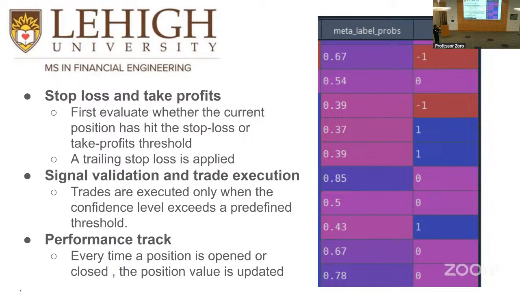And when we open a position, we will make the position size equal to the probability score. Every time a position is opened or closed, we track the performance, and finally we get an equity curve. Let me show you the final result we get.